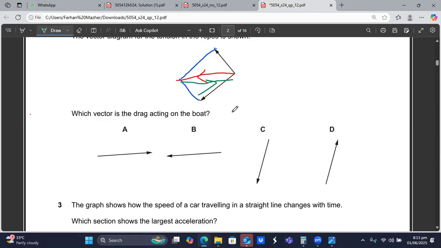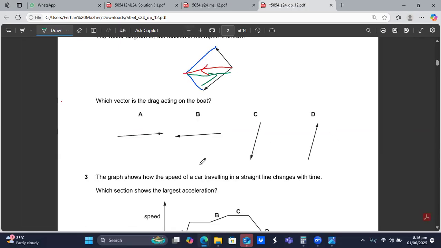Their question is, which vector is the drag acting on the boat? First of all, with the help of the parallelogram law, we found the resultant force of those 2 forces, and the boat is moving with that force in the forward direction. Because the boat is moving at a constant speed, the frictional force and the forward force are equal to each other. So the drag of the water, which is the friction of the water, will be opposite to your motion. So its direction will be according to this green vector.